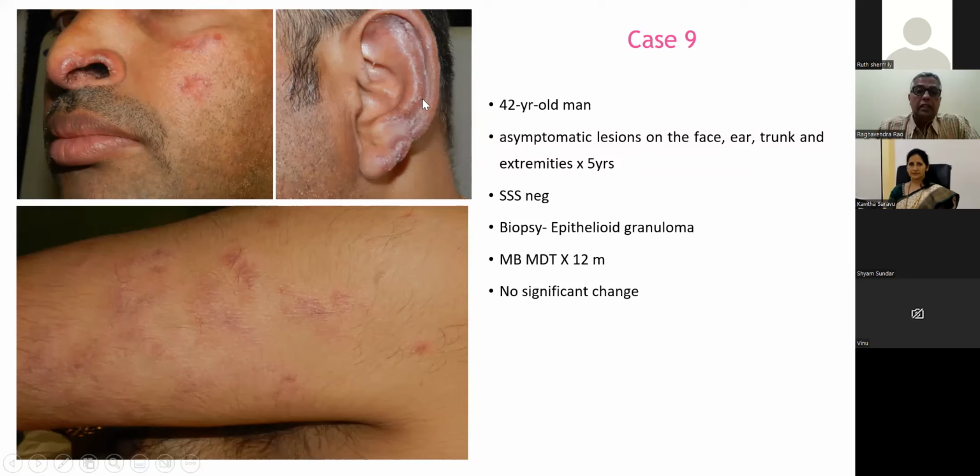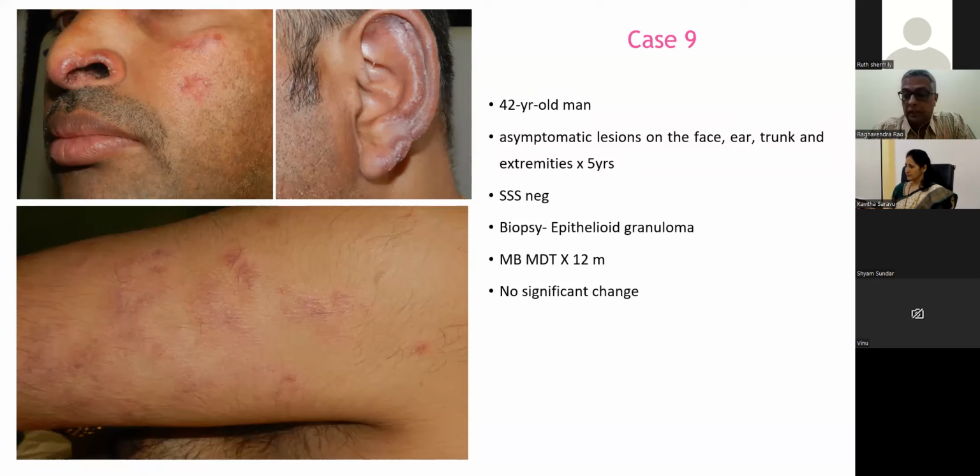So it is quite natural that whenever somebody has this kind of presentation, we think about leprosy, and he was investigated outside. Smear was done, smear was negative, and biopsy showed epithelioid granuloma, and he was started on multibacillary multi-drug therapy for 12 months. He took the treatment diligently for 12 months, but did not observe any change at all in the skin lesions. That is the time when he visited us.